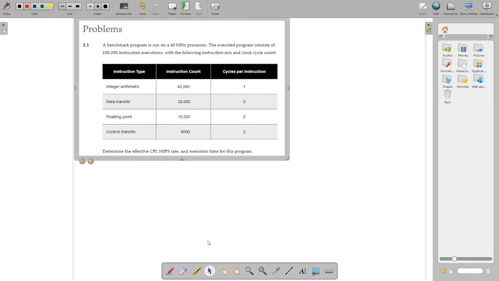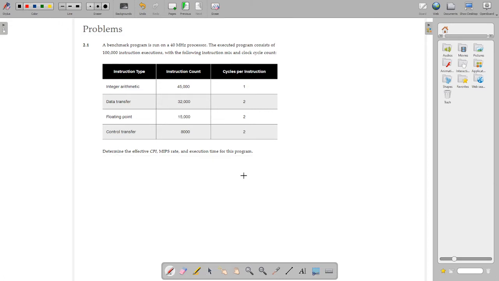So this one was actually not too bad. Okay. So we have a benchmark program running on a 40 megahertz processor. The executed program consists of 100,000 instruction executions with the following instruction mix and clock cycle count. So whenever it does an integer operation, that takes 1 clock cycle. Whenever it does a data transfer, that takes 2 clock cycles. If it does a floating point operation, it takes 2 cycles, and some sort of transfer, it takes 2.